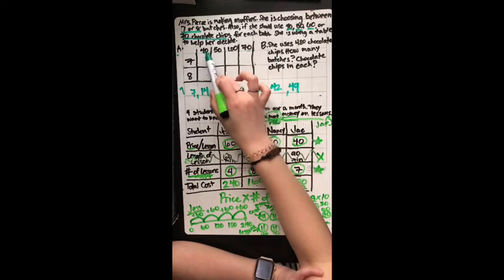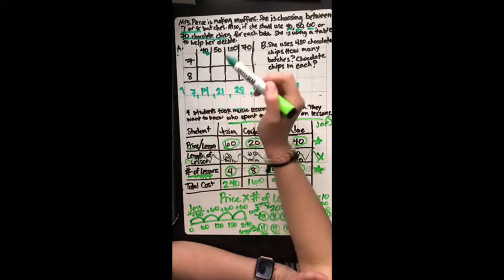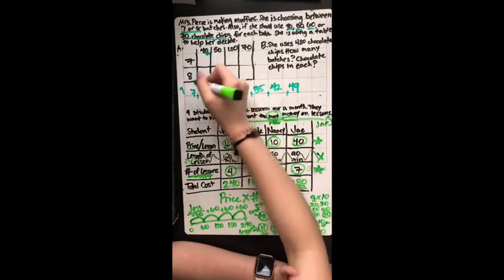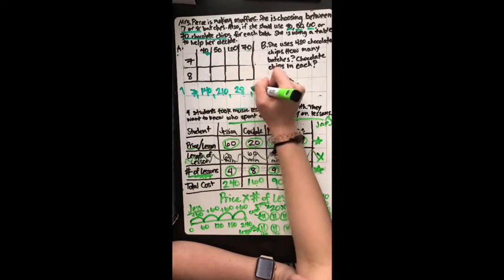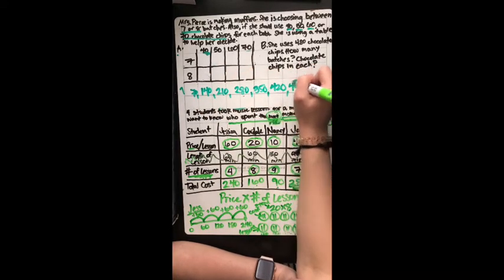So now all I have to do is factor back in that 0, so I'm going to multiply each of these by 10. 7 times 10, 70. 14 times 10, and so on.